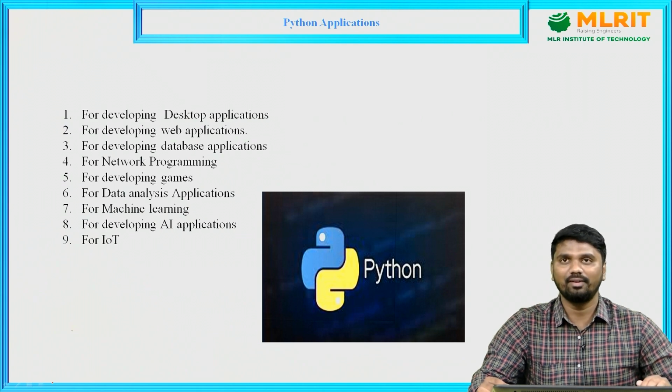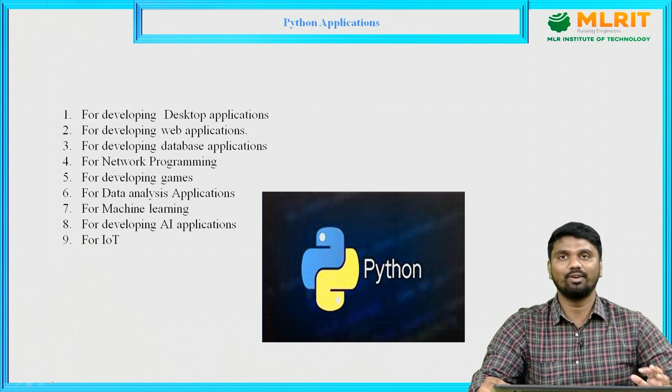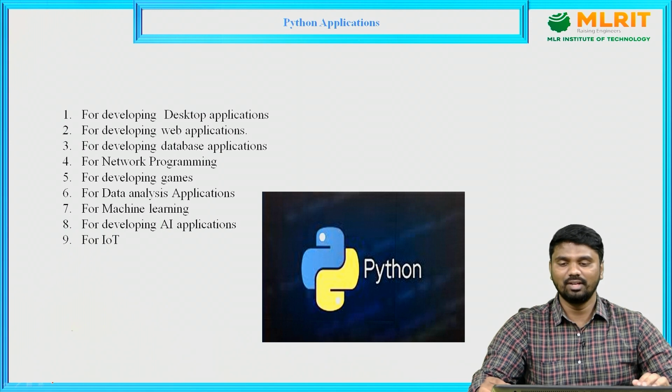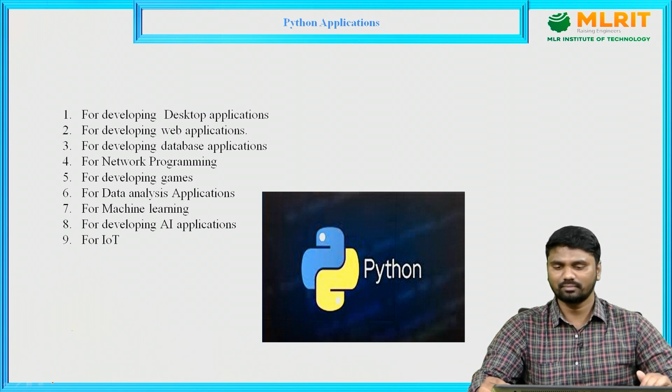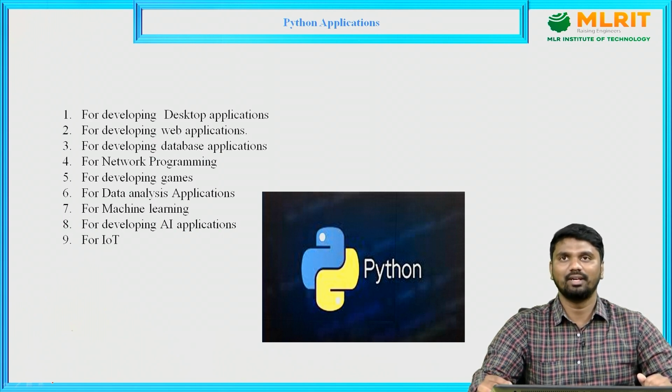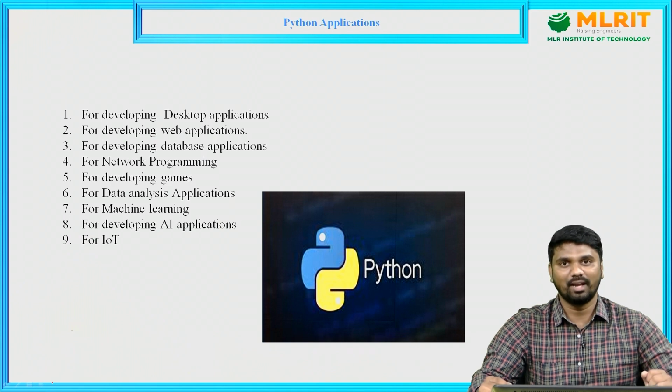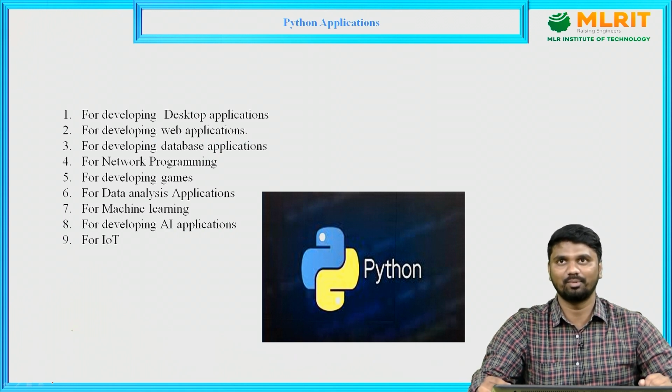Next, by using this Python programming language, which types of applications can we develop? We can develop desktop applications and web applications. Web applications means, for example, Google and Yahoo. We can also use Python for developing database applications. For example, IRCTC is a database application, and Swiggy is also a database application. Like that, we can develop many database applications using Python.